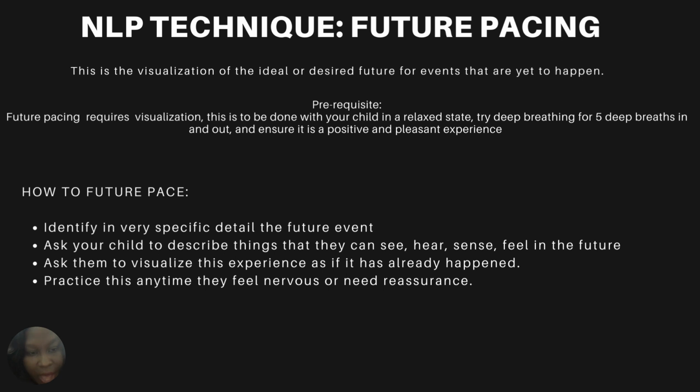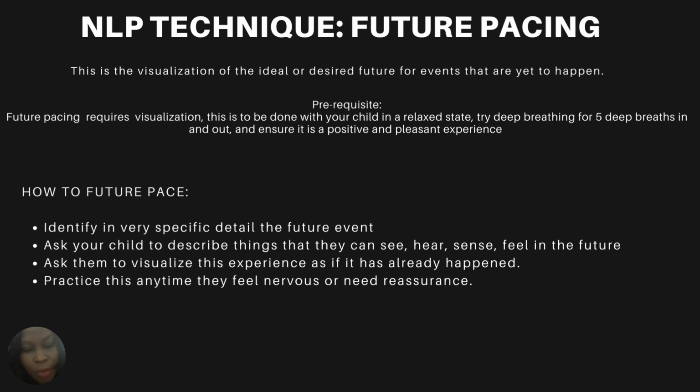You ask a child to visualize in specific details a future event. This can be for somebody who wants to instill confidence in a particular thing, for example, in an exam situation. This is a tool that you can use if your child is having an exam soon, or is about to take a test, start a new school, or do something in the future. You ask your child to describe the things that they can see, hear, sense, smell and feel in that event. You ask them to visualize this experience as if it has already happened. And then you practice this anytime they feel nervous or need reassurance.